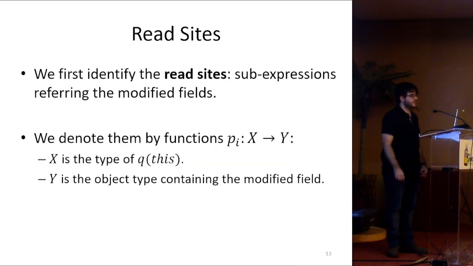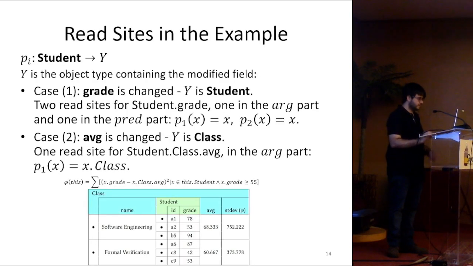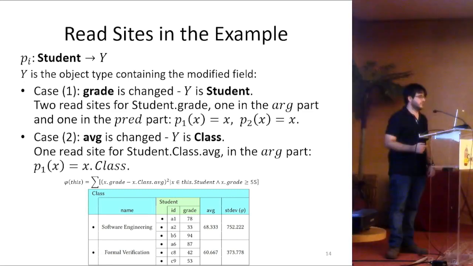We identify the read sites. Read sites are areas of the formula that refer to modified fields. Each read site, which we call pi, takes us from X, which is the set of cells, to Y, which is the modified field. In this example, the X for each pi is student, because the set of cells that we sum on is students, and each pi takes us from student to Y. And what is Y? That depends on which object was modified.